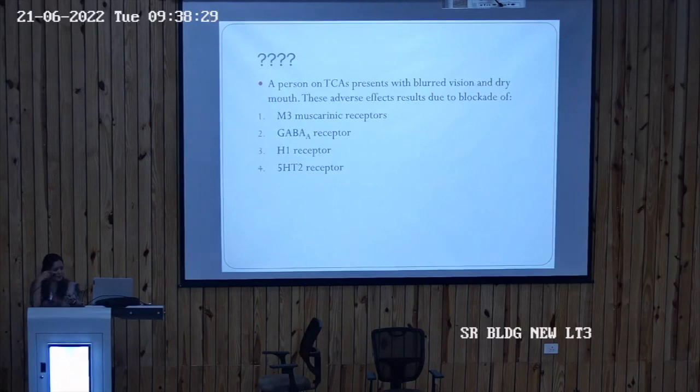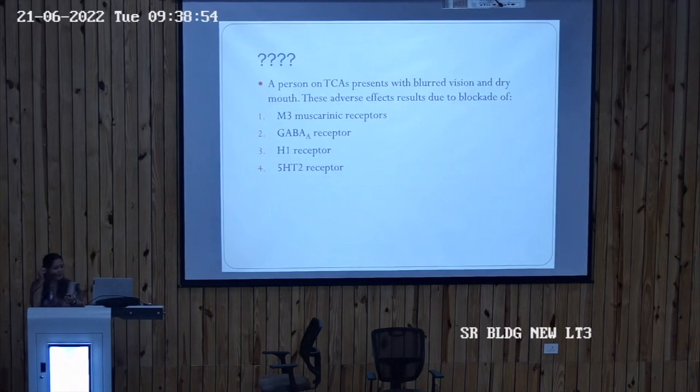So coming to this question, roll number 25. A person on tricyclic antidepressant presents with blurring of vision and dry mouth. The adverse effects result due to blockage of what? So this is the M3 receptor. These actions have happened because of the muscarinic M3 receptor.